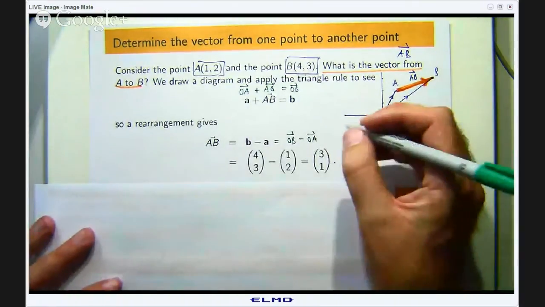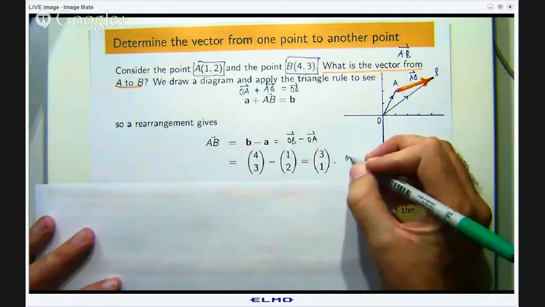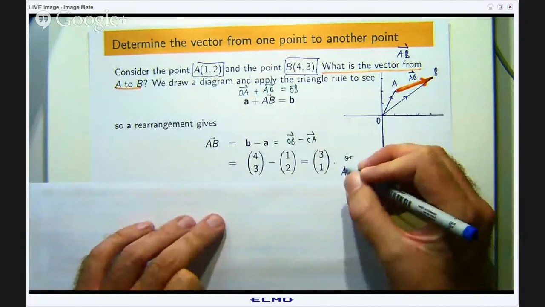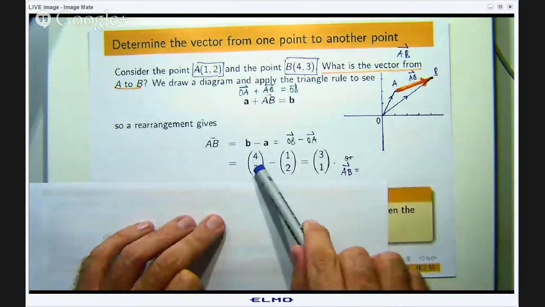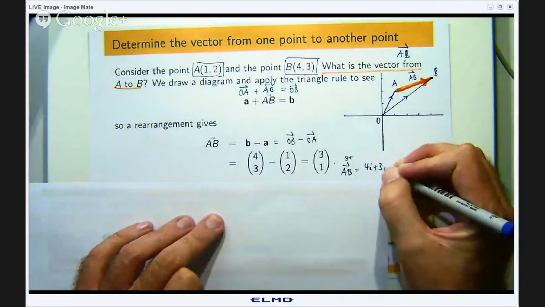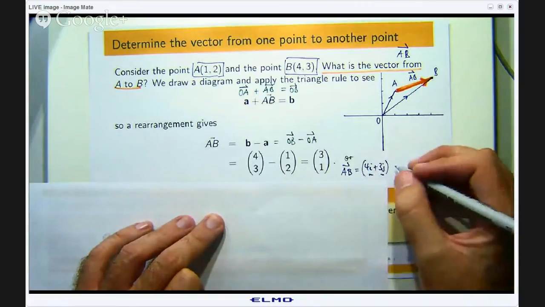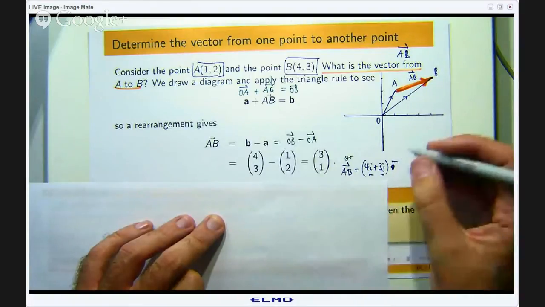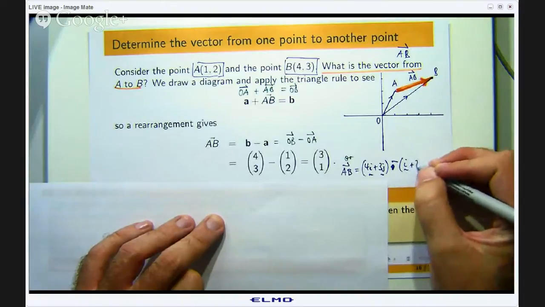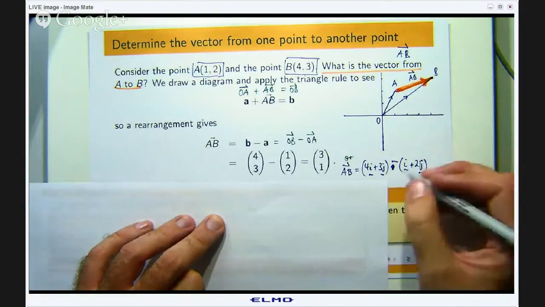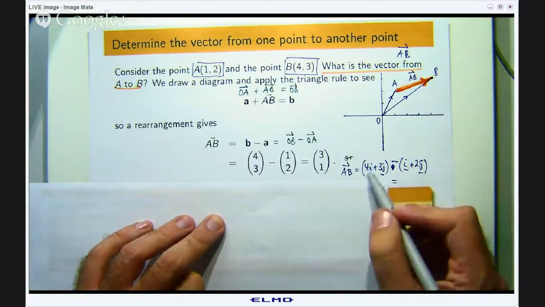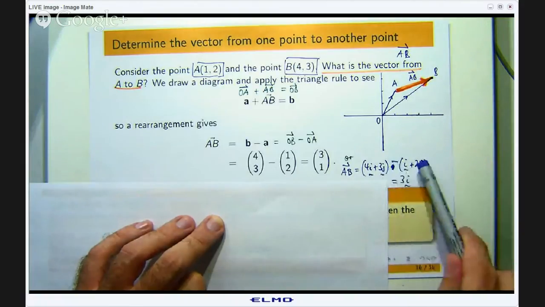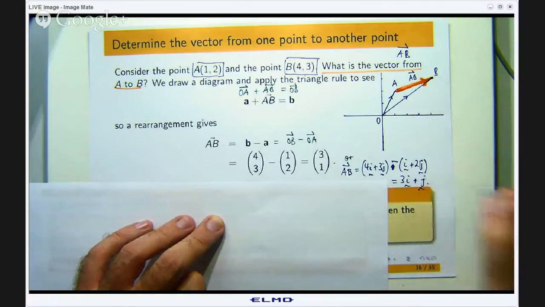Let me see if I can squeeze it in. Okay, so this is 4i plus 3j. So this is in terms of the basic unit basis vectors, or minus 1i plus 2j. Okay, so again you add or subtract the corresponding components. 4i minus i is just 3i. 3j minus 2j is just j.